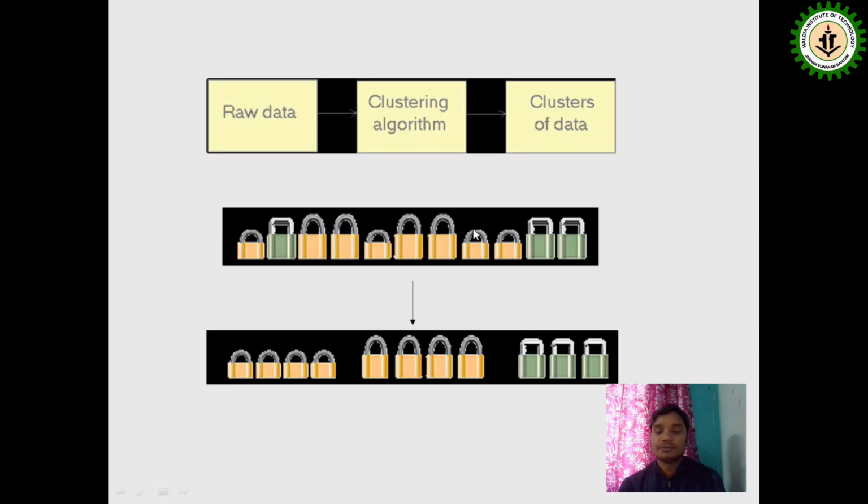Next I will discuss a clustering example. Here are various types of raw data. The raw data is unlabeled data. When we apply the clustering algorithm, we can find similar types of data and separate them from the others.